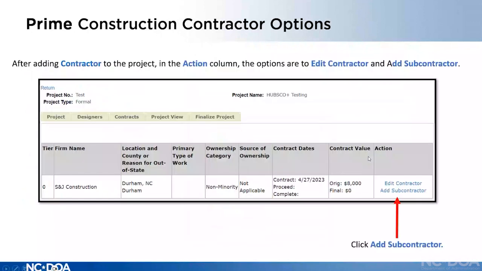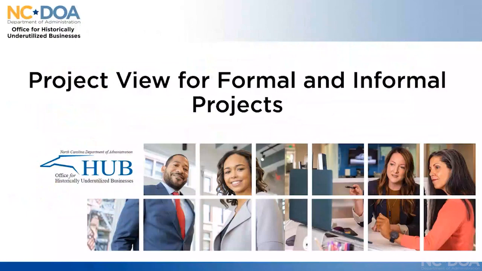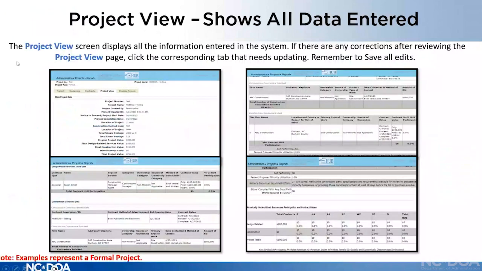Okay, so let me come back here. This is the project view, and it shows all the data that you've entered. The project view shows your project main, your designer, contractors solicited directly, any good faith efforts that the prime did, as well as any subcontractors they used. And down at the bottom, it has calculations for design related and construction related. It has project totals, but when it comes to determining if you met the goal, it's really on the construction side. We don't add design and construction together to see if you met the 10% goal. That's on construction only.